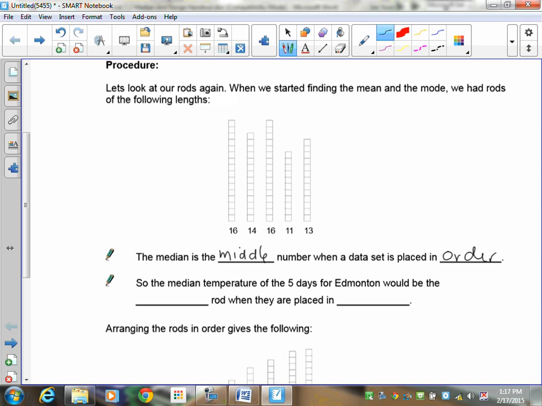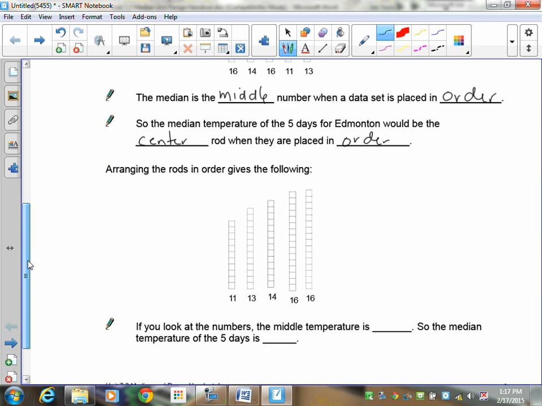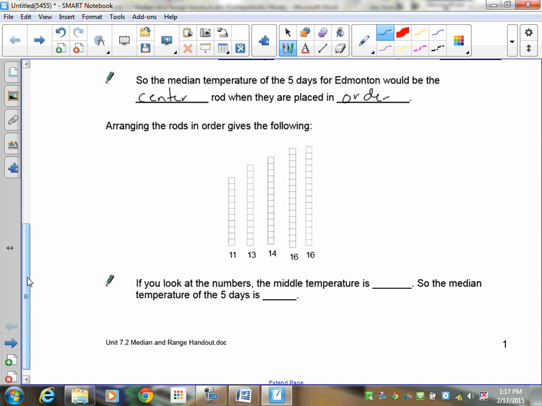But if you take a look here, I've got 16, 14, 16, 11, and 13. So the median temperature for the 5 days would be the center rod. That's the one that I'm working with here because we have our rods in place, okay? It's going to be the center rod when I arrange them in order. So the first thing I would do, if you're in my classes, I would have taken these and put them in order. And you can see here I've got 11, 13, 14, 16, and 16. They're all in order. If you look at the numbers, the middle temperature is right here, 14.